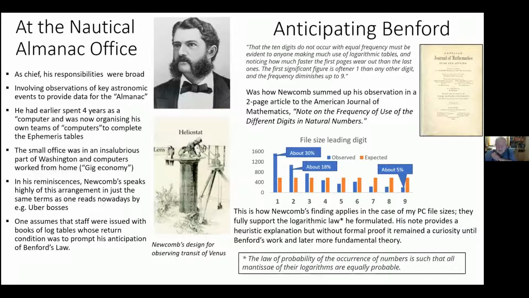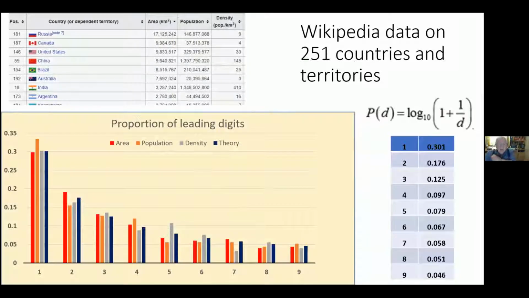And this, the way he expressed it in verbal ways down at the bottom of the page there, and applying his rule to my Windows file sizes, this is what I got. Something like 30% of the file sizes started with a 1, about 18% started with a 2, and so on, with fewer and fewer entries as you went up the list. So Newcomb, if you like, anticipated what Benford was later to turn into algebra.